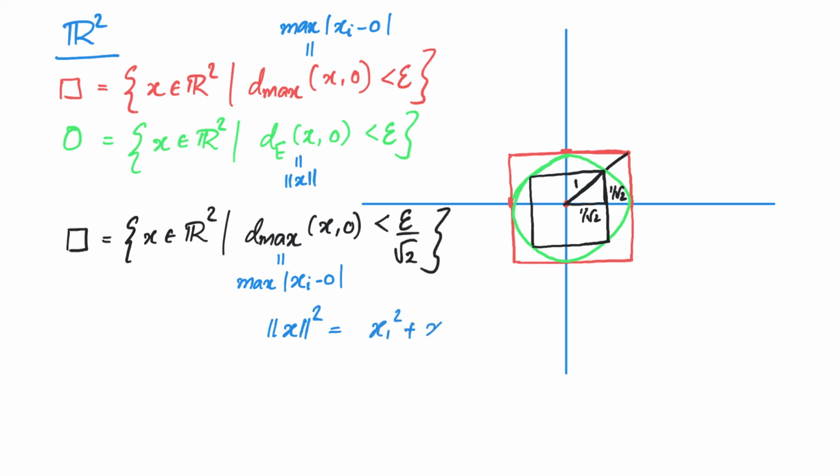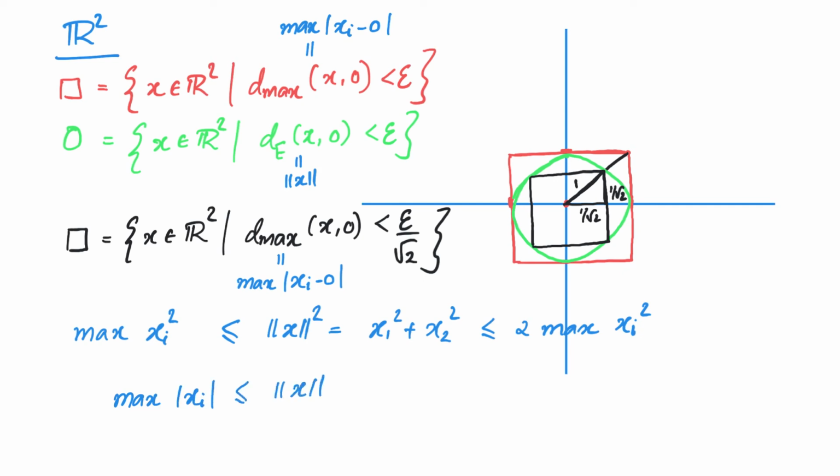Recall that norm x square is equal to x1 square plus x2 square. But x1 square plus x2 square will be less than or equal to 2 times whichever is bigger among x1 square and x2 square. Therefore, you can write that norm x square is less than or equal to 2 times max of xi square. On the other hand, it's greater than or equal to max of xi square. Taking square root, we get that max of mod xi is less than or equal to norm x is less than or equal to root 2 times max of mod xi.